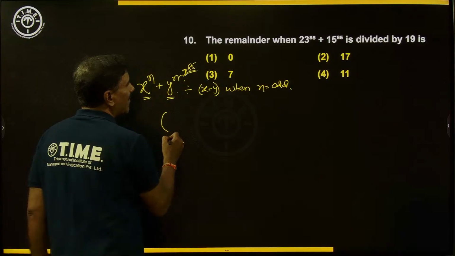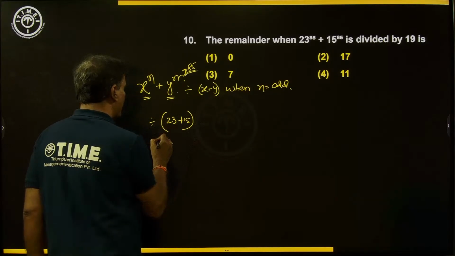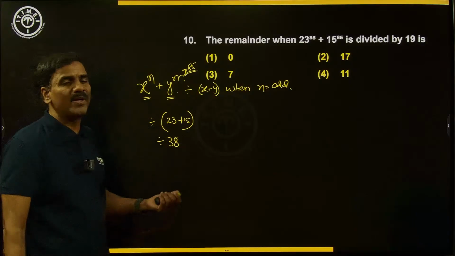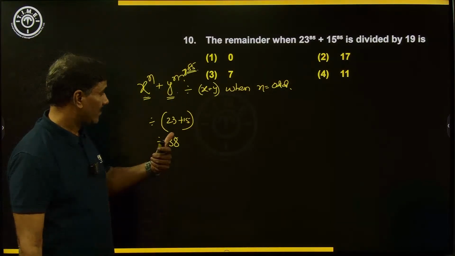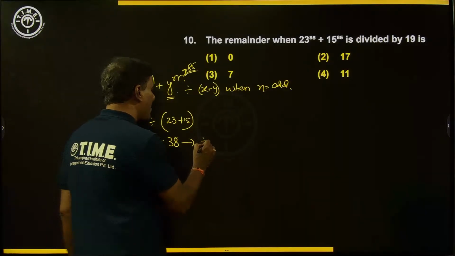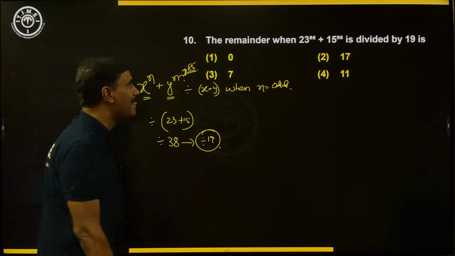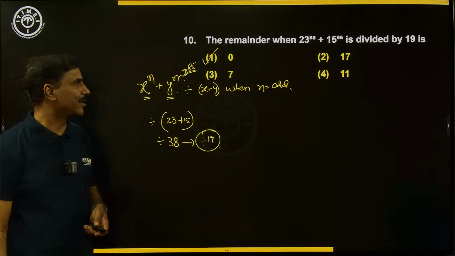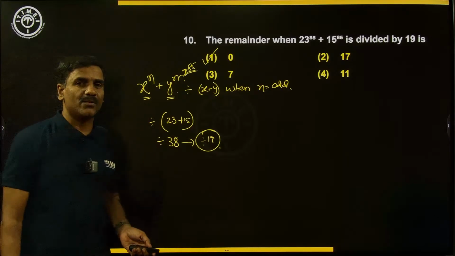So as n is an odd number, it will be divisible by x plus y. In place of x, what we are having? 23. In place of y, what we are having? 15. That means this number will become divisible by 23 plus 15, that is 38. So this number is divisible by 38 and then it will be divisible by the factors of 38 also. And if you look at the factors of 38, 19 is definitely a factor. So that means it will be divisible by 19 also. So if this number is exactly divisible by 19, there is no remainder. So answer for this question should be choice 1, 0, right? So knowing that particular point, x power n plus y power n, it is an easy question.